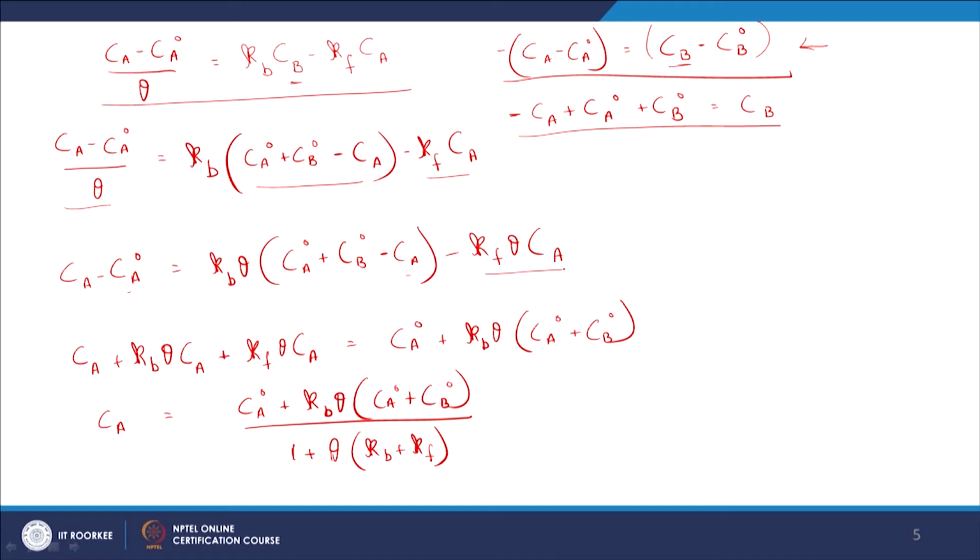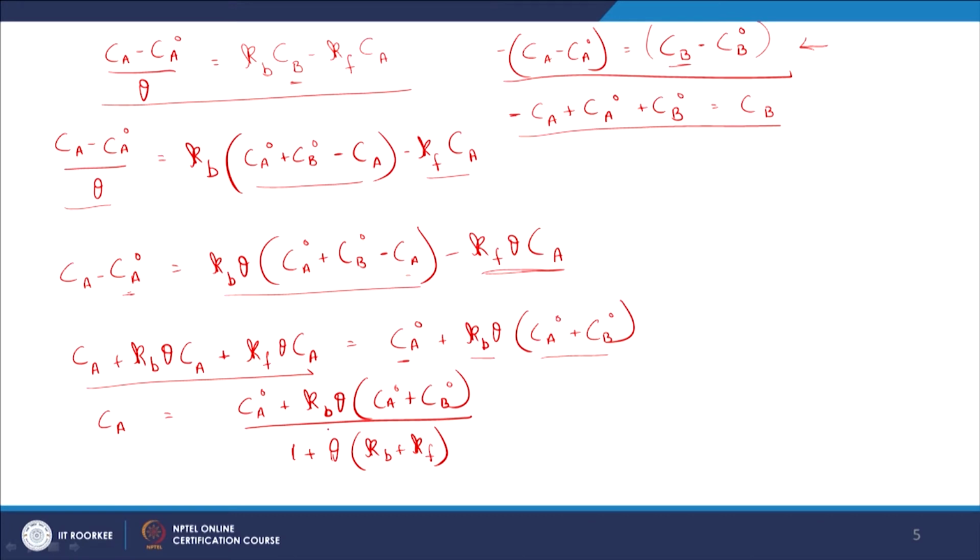Again, transforming the equation such that we have all the terms with respect to CA on the left hand side, we have CA plus KB theta into CA, plus KF theta into CA, is equal to CA naught. Taking this term to the right hand side, plus KB theta into CA naught plus CB naught, and here we have CA equal to CA naught plus KB theta CA naught plus CB naught by 1 plus theta into KB plus KF, right.